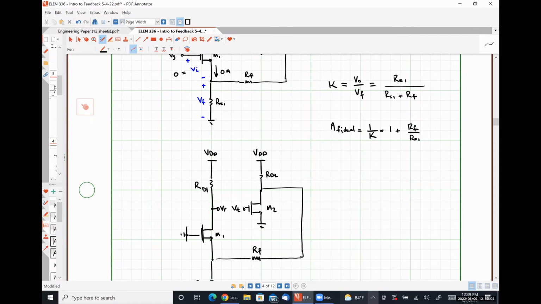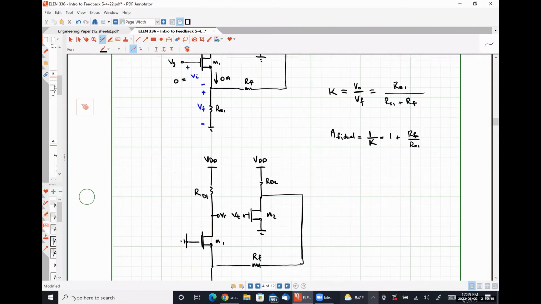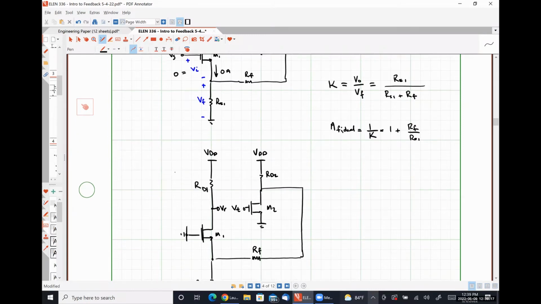So let's talk our way through what's going to happen. All right, oops, let's scroll a little bit. Okay. So if we apply some small signal test voltage, VT, to the gate of transistor M2, we should generate some small signal drain current, which I'm going to call ID2, flowing here, right?